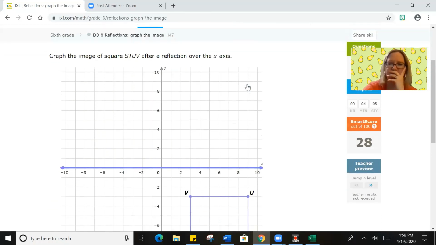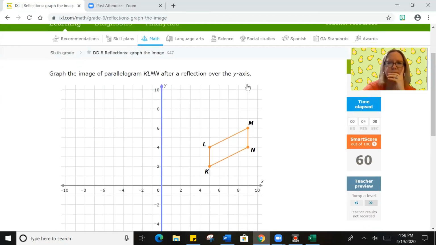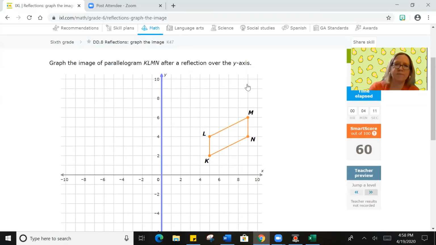All right, let me skip ahead, see if I can get a harder one. Okay, so here we go. This one's a little bit trickier. First of all, it says to reflect it across the y-axis. So if this is my y-axis, I'm flipping it this direction. Let me just start with K. I can see that K is right now 5 units away from the y-axis, so I'm going to go 5 units in the other direction for K. And then L, I'm going to go 2 units above that. Another way to look at it is L is 5 units to the right of the y-axis, so the reflection is going to be 5 units to the left.